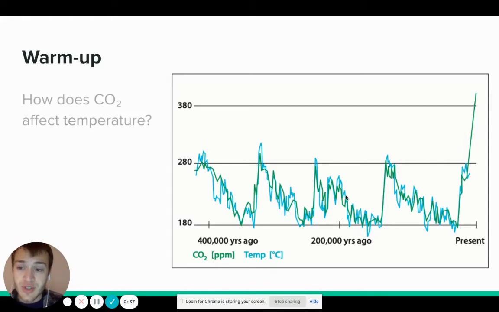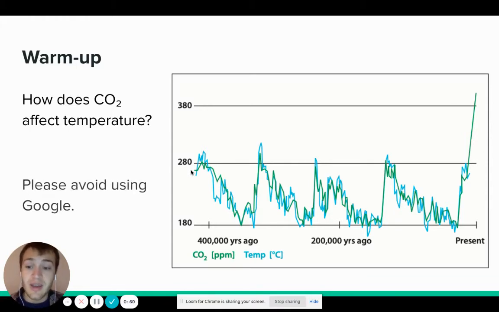Today's warm-up question was, how does carbon dioxide affect temperature? You can look at this graph to help you out if you want. How do you think carbon dioxide affects temperature? As always, please avoid using Google. I just want to know what you know or what you think or what you remember. So go ahead and pause the video right here and answer the warm-up question on Google Classroom. It's called Lesson 28 Warm-Up. I'll give you a few seconds to do that.